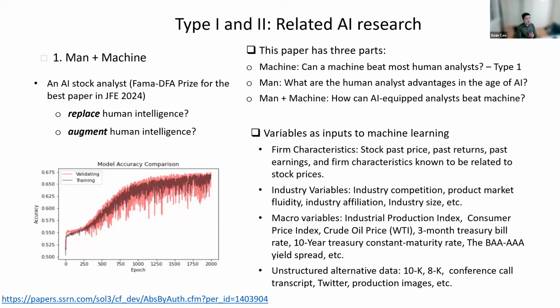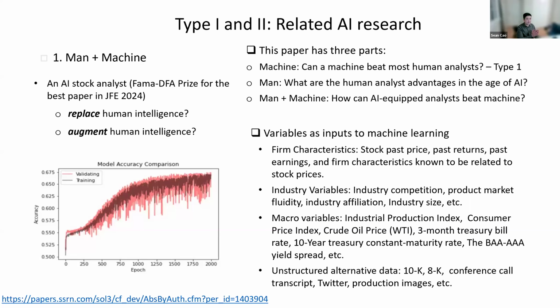So rather than focusing on the 55% of human analysts who are beaten by machine, we focus on the surviving 45% of human analysts. We want to see why some analysts can survive. What are the skills that made them survive? So that's the main message of the paper.